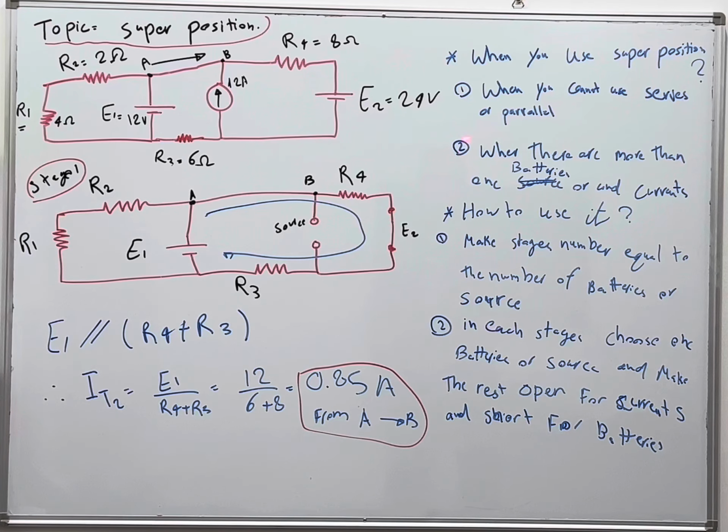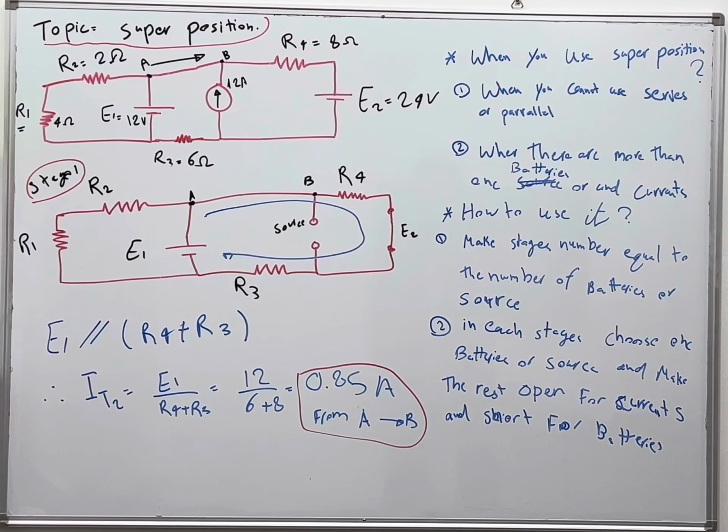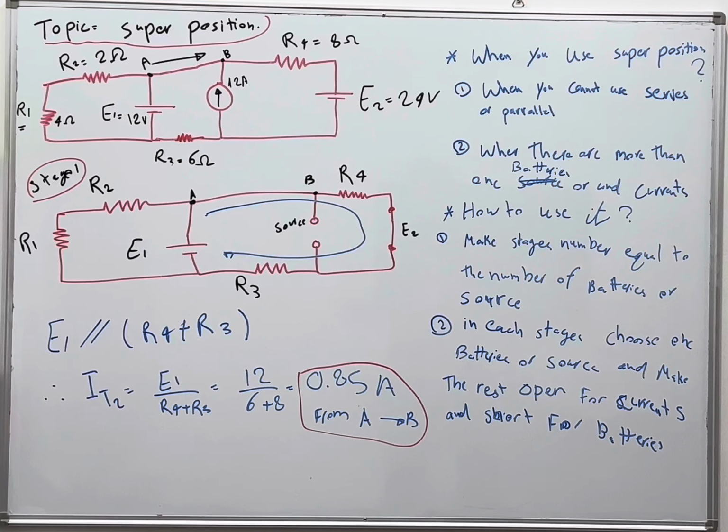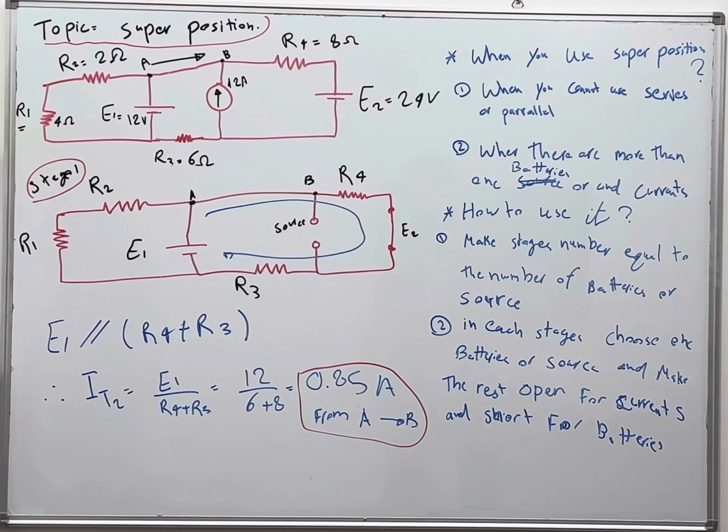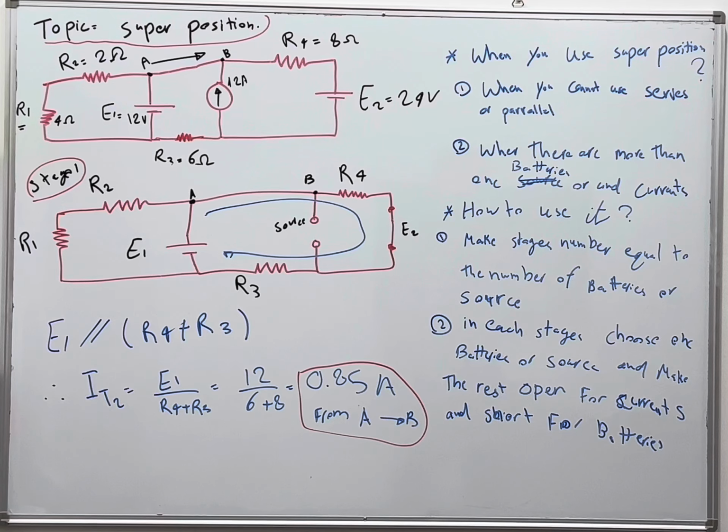The second condition is when there is more than one battery and current source. What does that mean? If you have one battery and one current source, you can use superposition, but in a way that the current source you cannot change to any other form, like series, parallel, adding them together, or whatever. So this is the way that you use it.